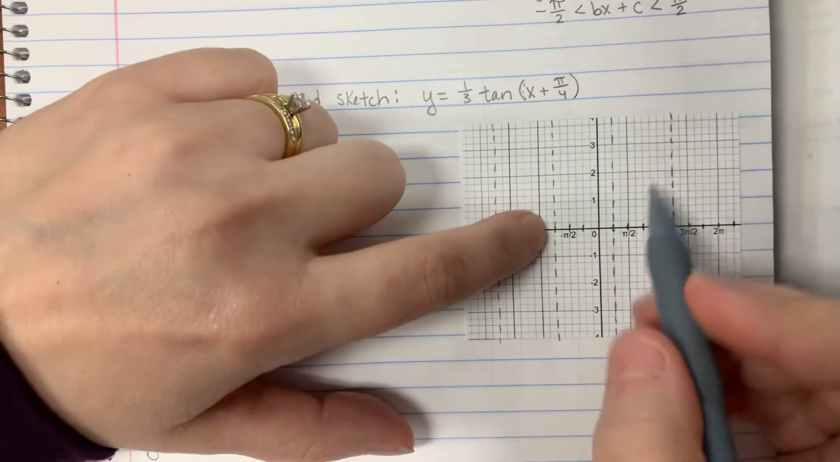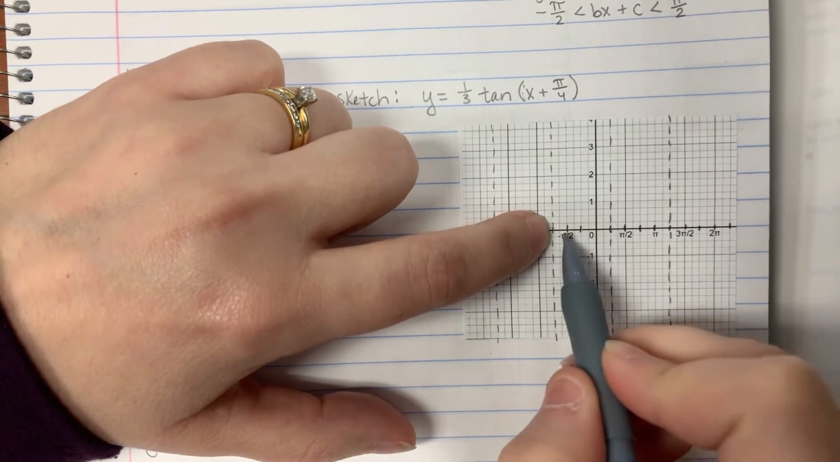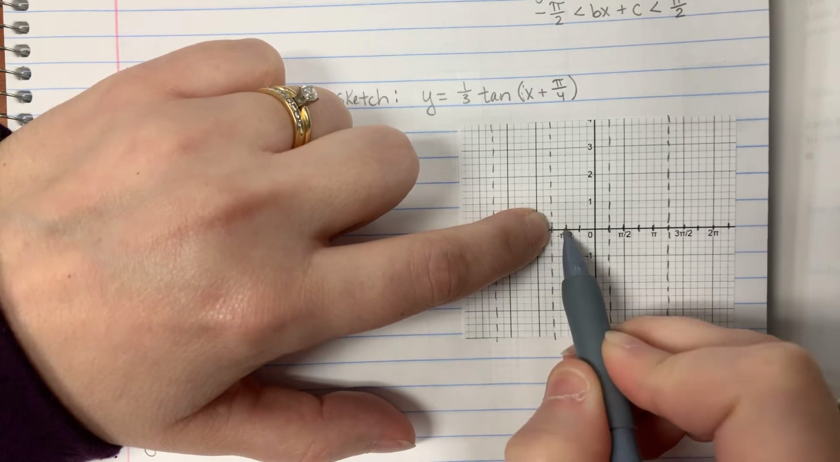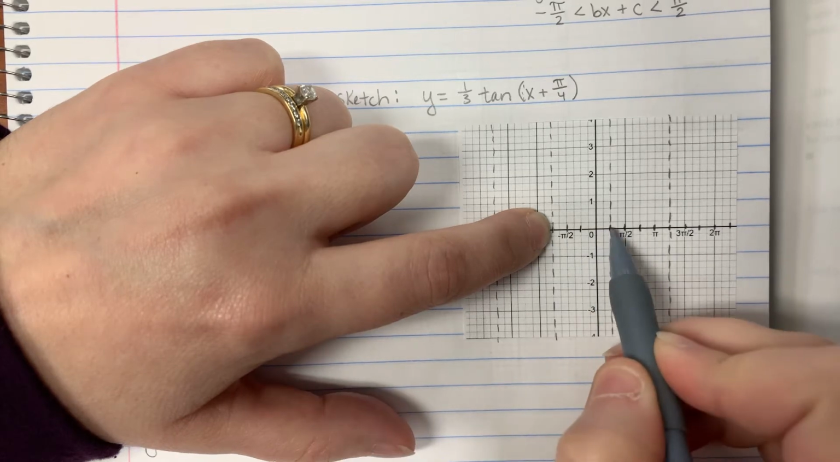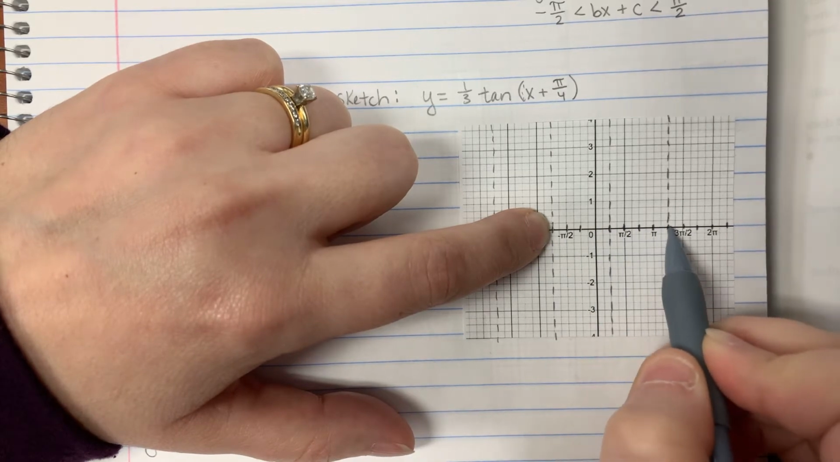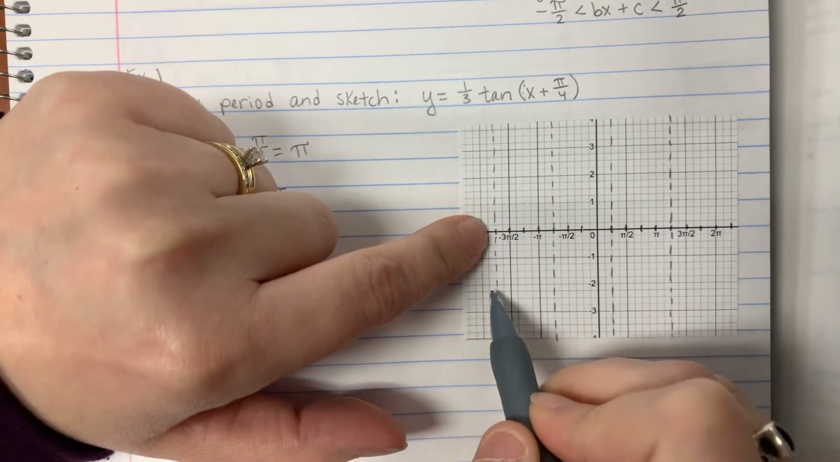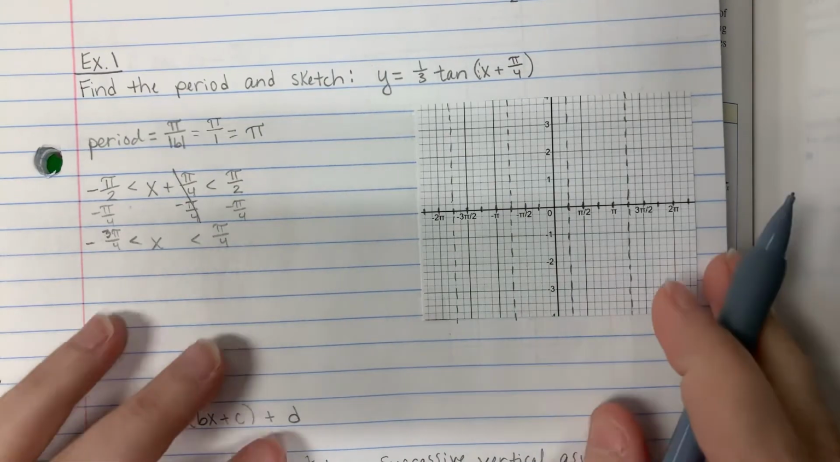Another way that you could think about it, if you have a hard time visualizing where pi is, how far away pi is, you could count from your asymptote to the next asymptote how many marks you're going. So I went 1, 2, 3, 4 marks. So 1, 2, 3, 4 marks again would be another one, and 1, 2, 3, 4 that way would be another one. That might make it a little bit simpler for you to think about.